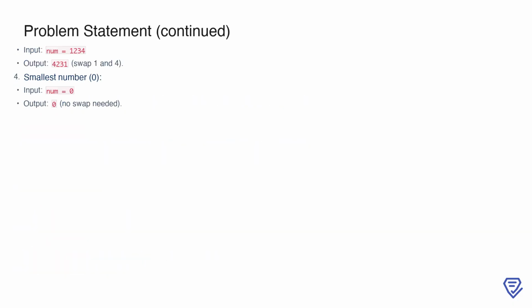On the other hand, if the digits are in ascending order, such as 1234, a swap is required to maximize the value. Here, swapping the first digit, 1, with the last digit, 4, results in 4231, which is the largest possible number. Lastly, for the smallest possible input, 0, there's no change needed, and the output remains 0. These examples and edge cases showcase the range of scenarios your solution must handle, from straightforward cases to those requiring careful consideration of which digits to swap.